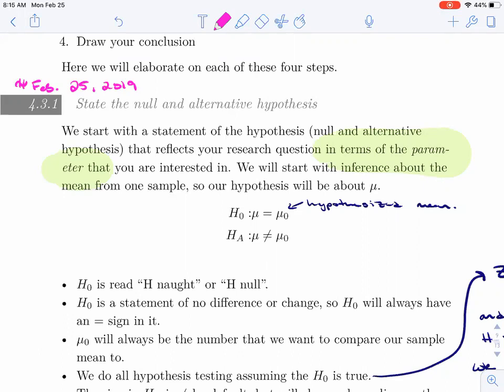Okay. Your null hypothesis has to have an equal sign in it. The reason for that is you have to say, okay, well, these two things are the same until I have proof otherwise. Okay. And so your null hypothesis always has an equal sign in it. The value that's going to change, depending on the question, is mu naught. Okay? Mu naught is the value that you want to compare your sample mean to.